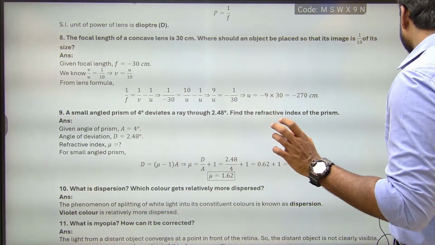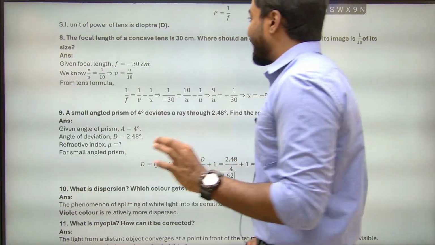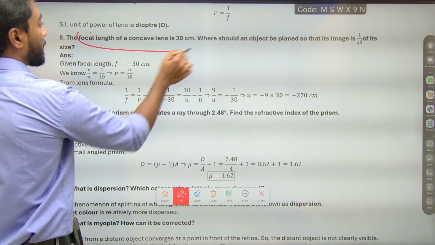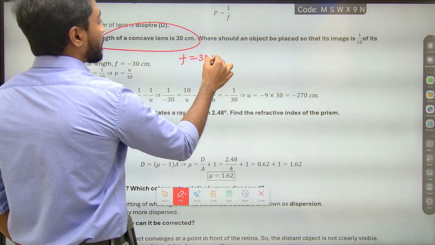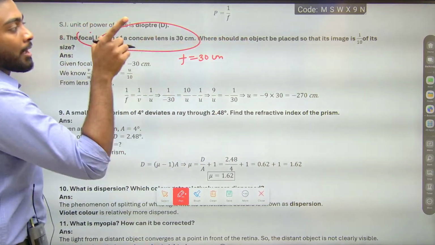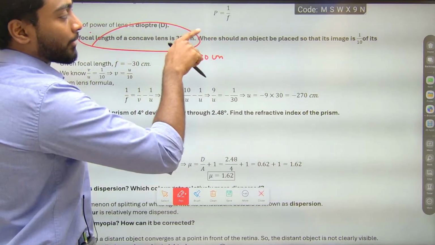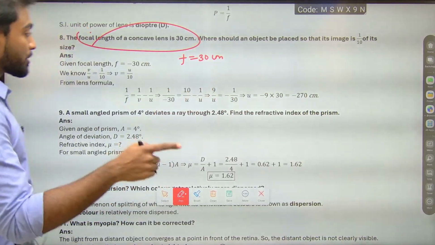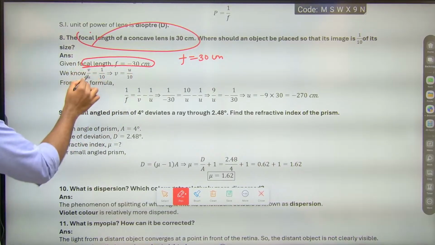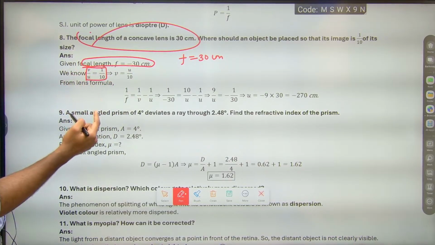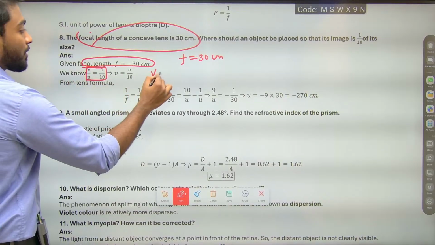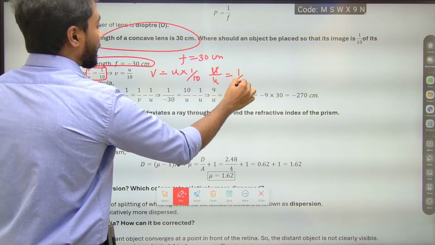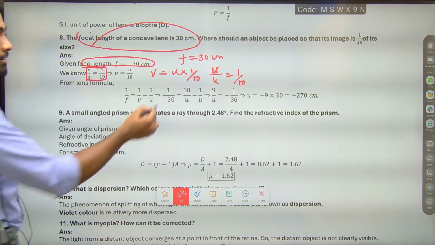And what about the 8th question, focal length of a concave lens? Wait, let me solve this question. The focal length of a concave lens is 30 centimeter. So f is equal to 30 centimeter. Where should an object be placed so that its image distance is 1/10 of its size? Which means v is equal to u times 1/10, so v by u is equal to 1 by 10.